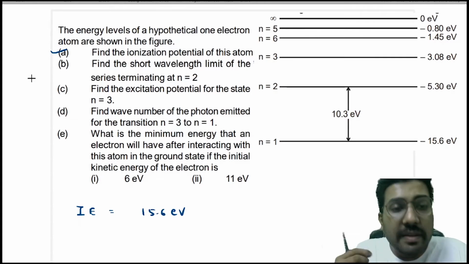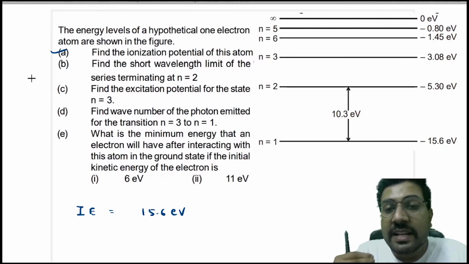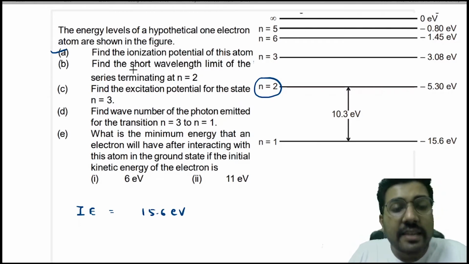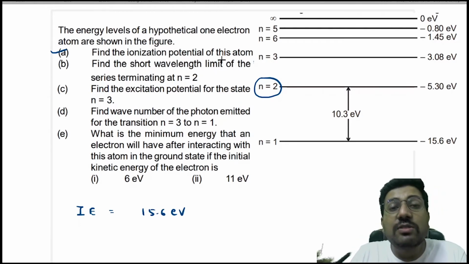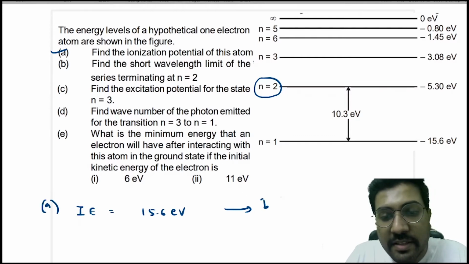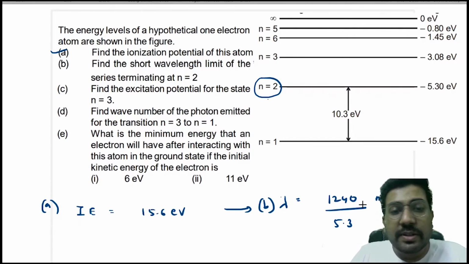Then question part B is find the short wavelength limit of the series terminating at 2. Now the series terminating at 2 means the Balmer series, and they are asking for the short wavelength limit. The short wavelength limit means the smallest wavelength. The smallest wavelength means maximum energy. Okay, so I will write from here, the smallest wavelength means maximum energy. So B part, this is the A part, and if I write the answer of B part, I will write 1240 divided by the 2 to infinity energy, and that is 5.3. So this is the wavelength. Okay, I'm not calculating it, you can do it yourself, right?